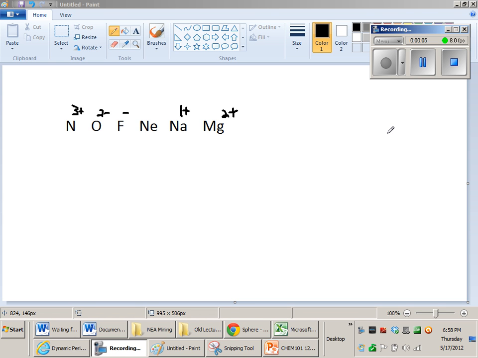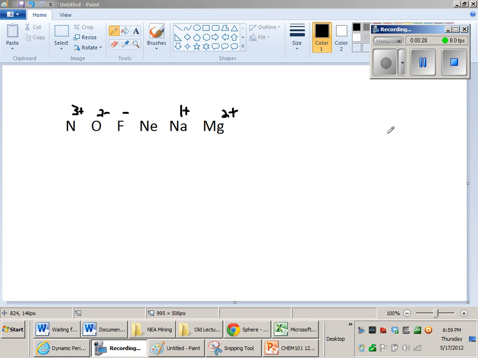What if I asked for all of these elements and ions for you to rank them in terms of periodic trends to figure out which one has the largest radius, which one has the smallest radius, or alternatively, which one has the highest ionization energy? How would you do that?